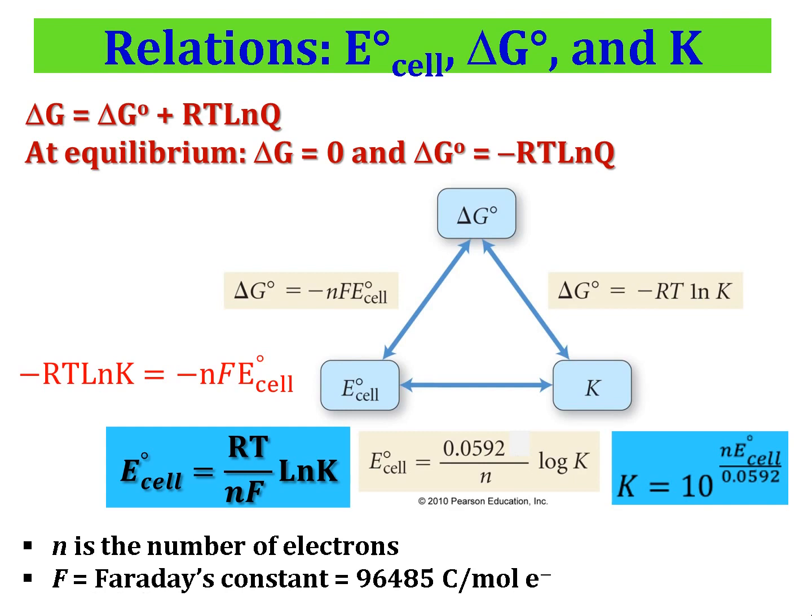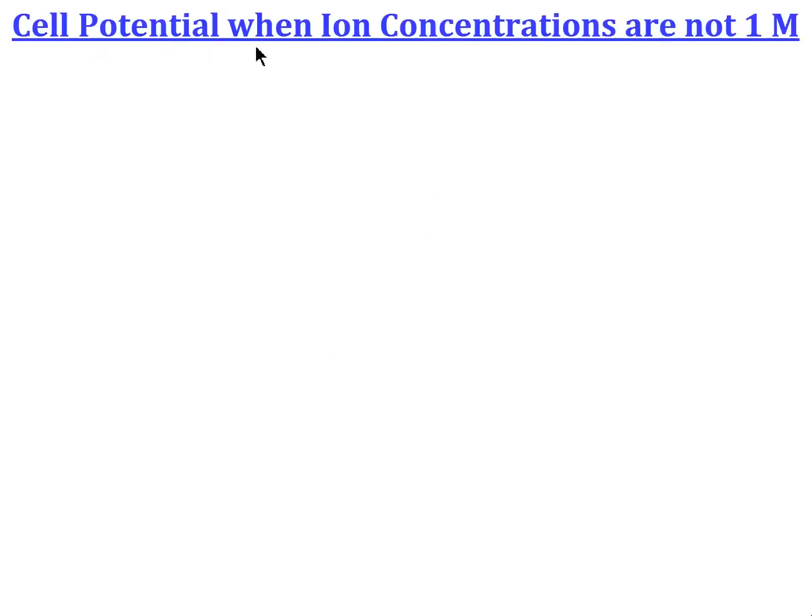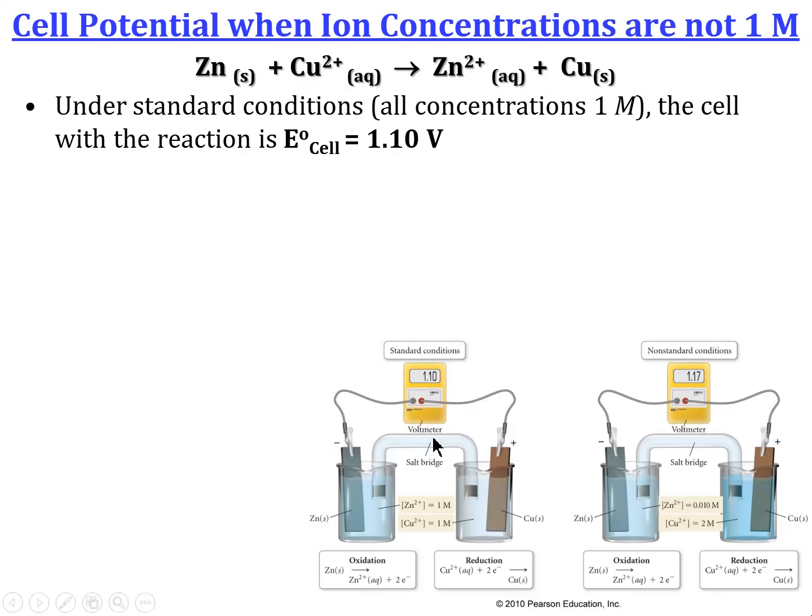So what would be the cell potential when the concentrations of ions are not equal to 1 molar, or in other words, what would be the cell potential if we are not at the standard state? Consider the following reaction between zinc and Cu2+ to give zinc 2+ and Cu. At the standard state, when using concentrations of zinc 2+ and Cu2+ equal to 1 molar, we observe that E0 of the cell is equal to 1.10.